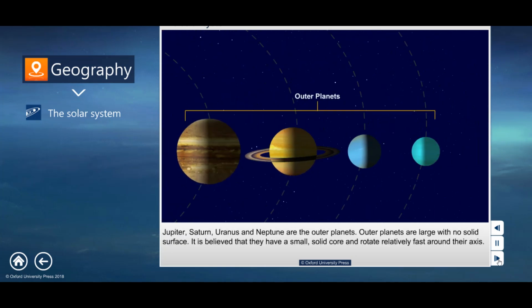Jupiter, Saturn, Uranus, and Neptune are the outer planets. Outer planets are large, with no solid surface. It is believed that they have a small, solid core and rotate relatively fast around their axis.